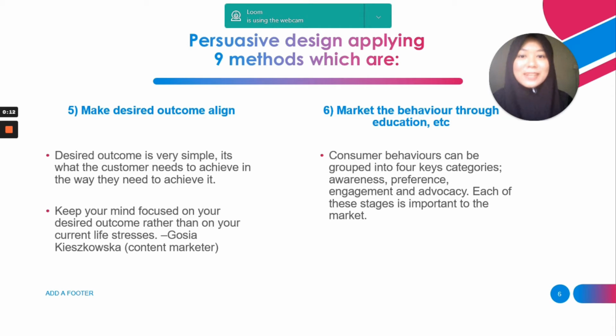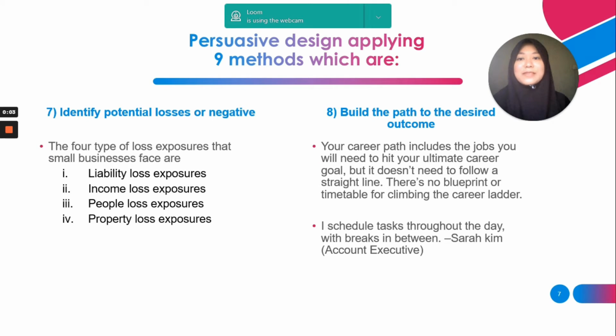Like Scotia Kieskoska says, keep your mind focused on desired outcomes rather than on your current life stress. So number 6 is market the behavior through education. Consumer behavior can be grouped into 4 key categories: awareness, preference, engagement, and advocacy. Each of these stages is important in the market. So let's take a look at number 7 of the methodology for applying persuasive design. Number 7 is identify potential loss or negativity.